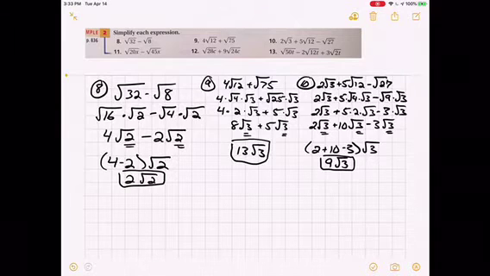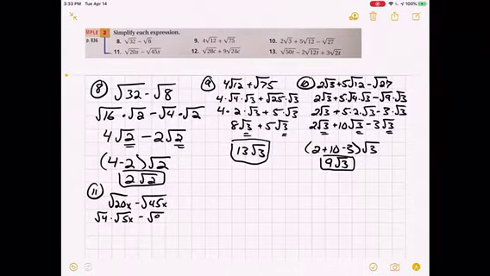Let's go to 11. 11, we have the square root of 20x minus the square root of 45x. So let's break up 20. 20 is 4 times 5. So that's the square root of 4 times the square root of 5x, and minus, that's going to be the square root of 9 times the square root of 5x.